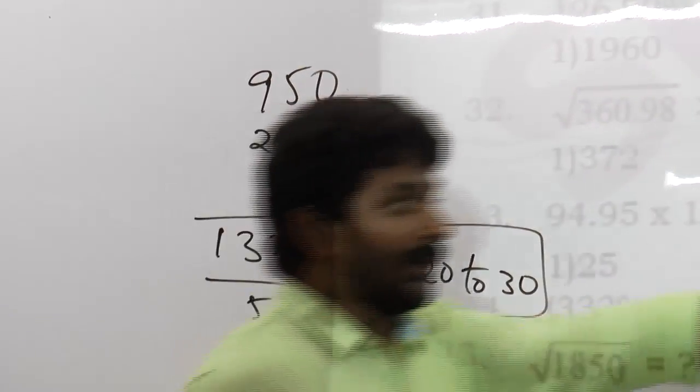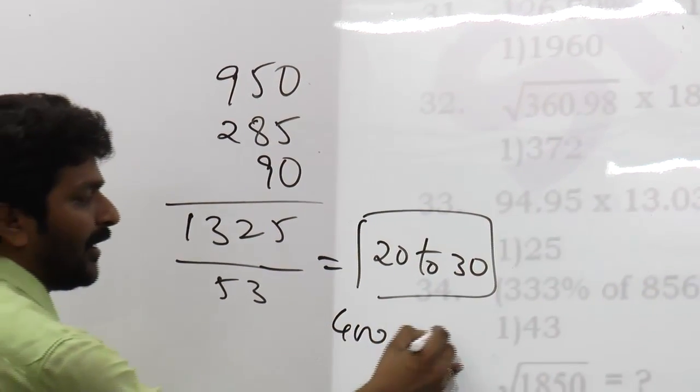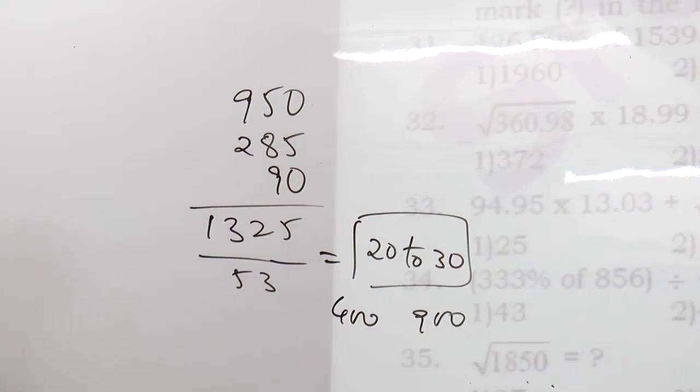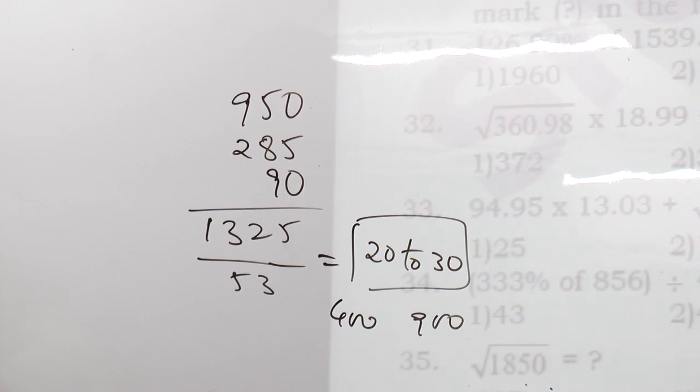But you need to find out root x. Your x value is 20. But you need to find out root value, right? So the answer should be in between 400 and 900. How many options are there? That's the final answer.